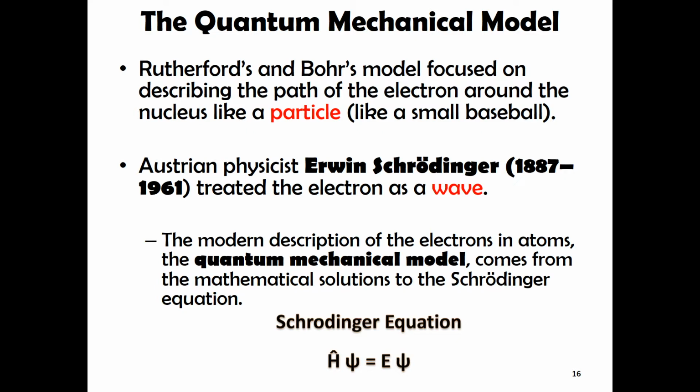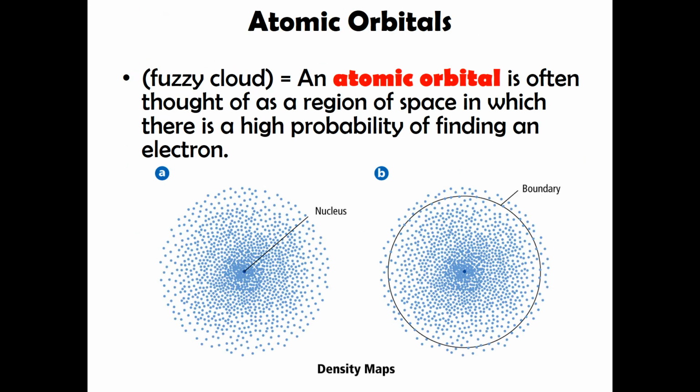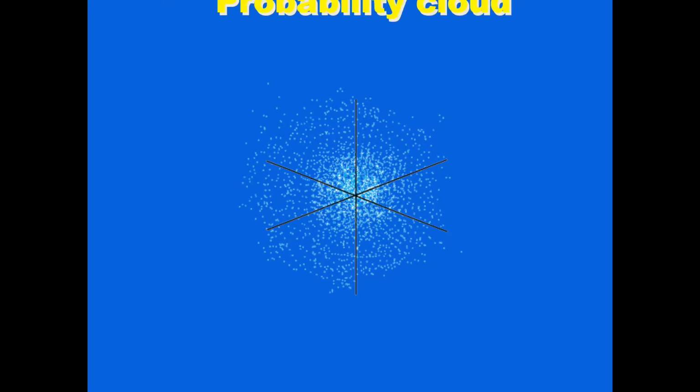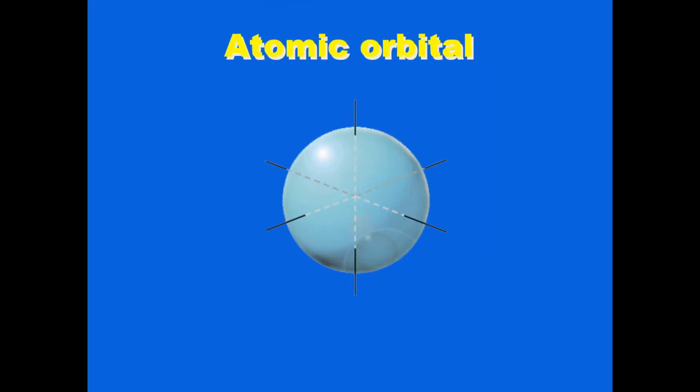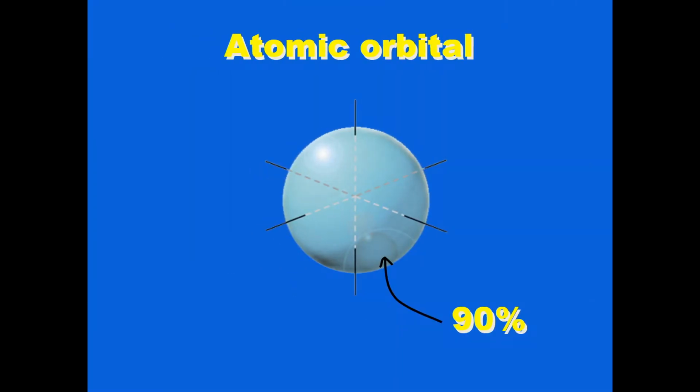We then have the quantum mechanical model, or the electron wave model, or the electron cloud model, in which case the electron is a cloud of probability. We have a density of it, and this fuzzy cloud represents 90% probability of finding it within it. Electrons don't have definite positions. We have an atomic orbital, which is what we're going to get into. So this unit is all about atomic orbitals.